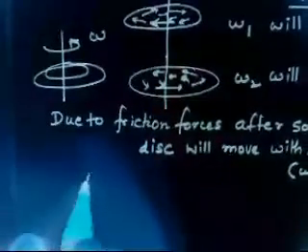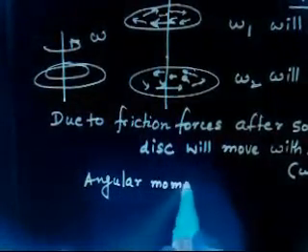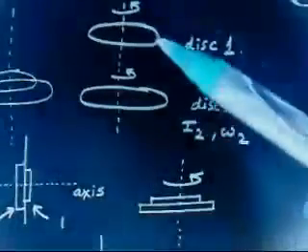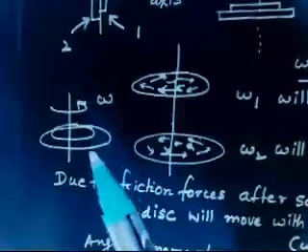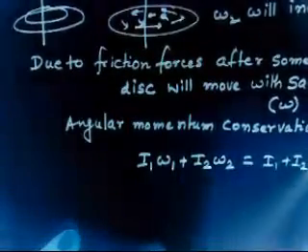So now I can apply angular momentum conservation. If you apply angular momentum conservation for this problem, what will you have? The initial angular momentum of this disk is I1 omega 1, and for the other disk it is I2 omega 2. The final angular momentum, with moment of inertia I1 plus I2, is I1 plus I2 into omega. So I can write I1 omega 1 plus I2 omega 2 equals I1 plus I2 into omega.